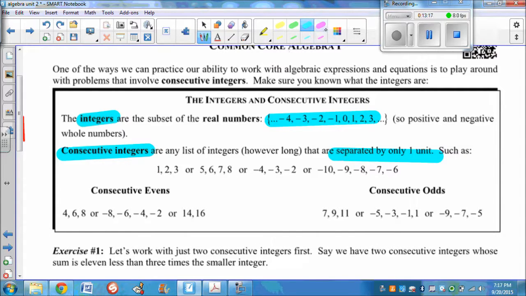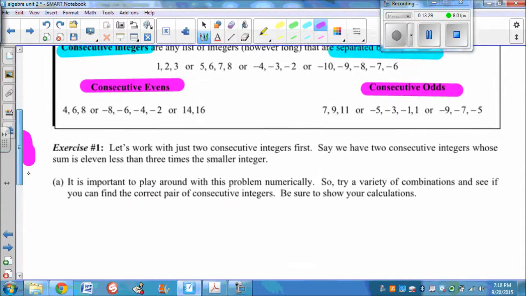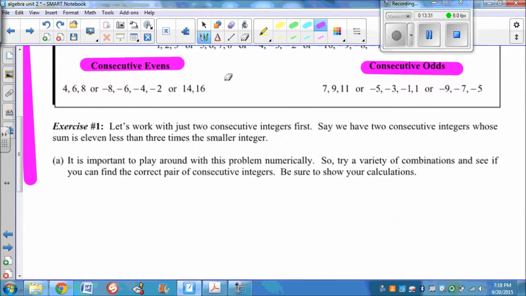And then we could take it a step further and talk about consecutive evens. So skip counting by 2s, only the evens. Or we could skip count by 2s, but only the odds. It says let's work with these a little bit, and it's important to play around with these. I'm going to bypass that for the sake of time, because that's just playing with some numbers.